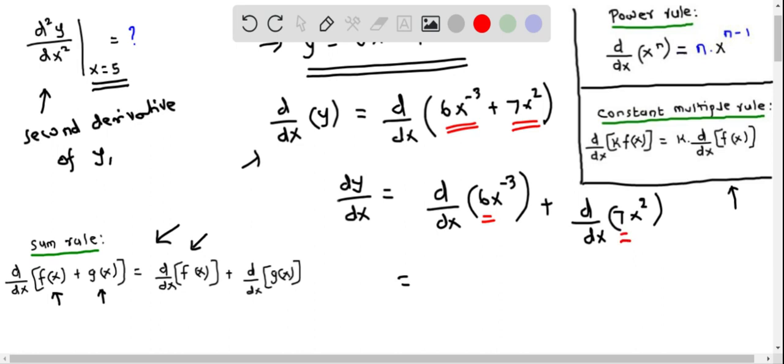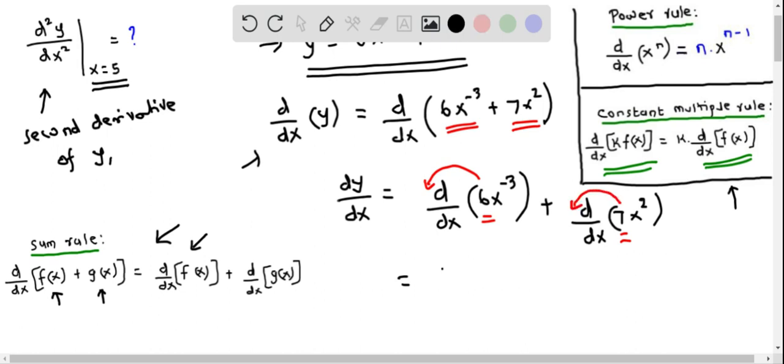So according to this constant multiple rule, if you have to find the derivative of a function multiplied with k, where k is a constant, you take the k in front of the derivative, that is you will not have to find the derivative of k. Instead you just have to find the derivative of the function and multiply with the constant k. So which means according to this rule, I can factor out the 6 out of the derivative, and similarly I can factor out the 7 out of the derivative.